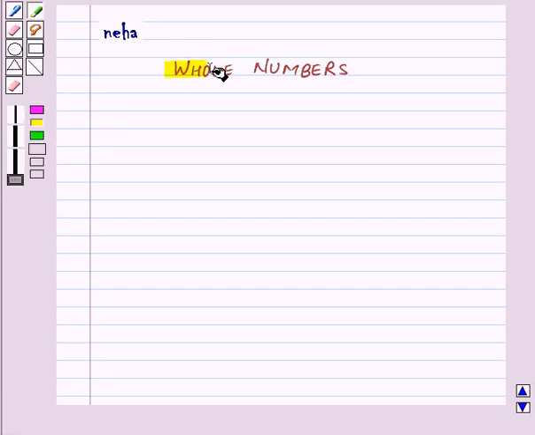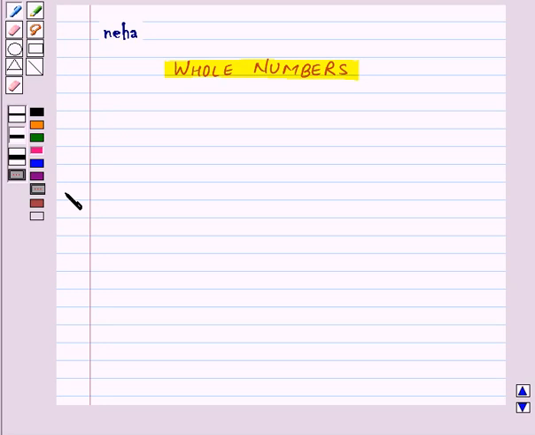Today we will learn about whole numbers. So first of all, let us see what are natural numbers. The numbers 1, 2, 3, 4 and so on, which we use for counting, are known as natural numbers.